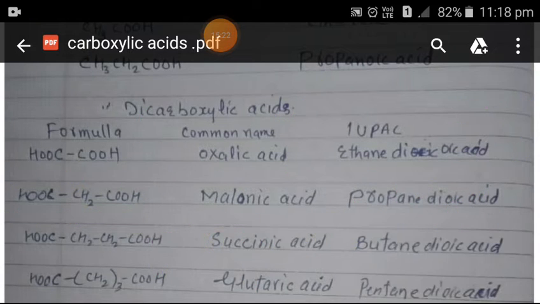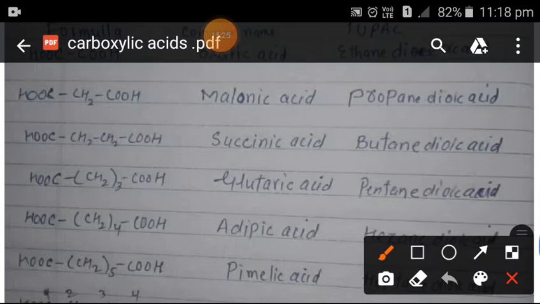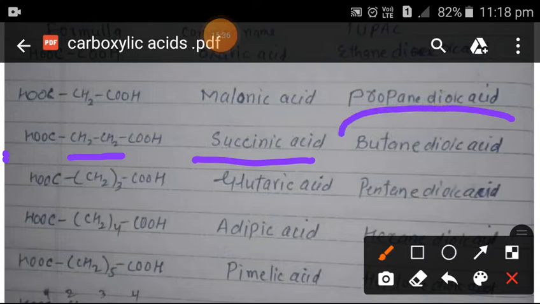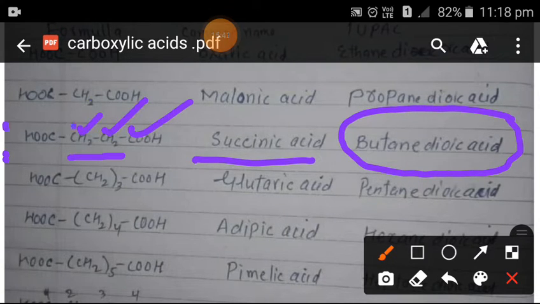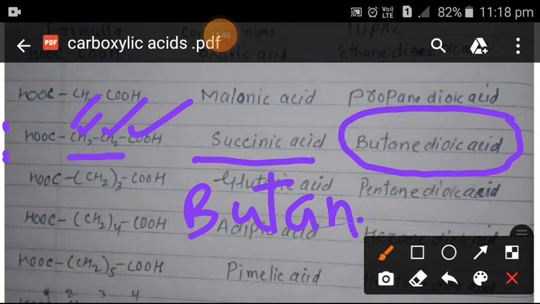Is that clear? Similarly, we'll go to the third member. What is the common name of this? Succinic acid. So what will be the IUPAC name of this? Butane dioic acid. How many carbon atoms are there? There are four: 1, 2, 3, 4. Accordingly, the word root is but. The primary suffix is ane. And how many carboxylic acid groups are there? Two, dioic acid. Clear? Oic acid is the secondary suffix.